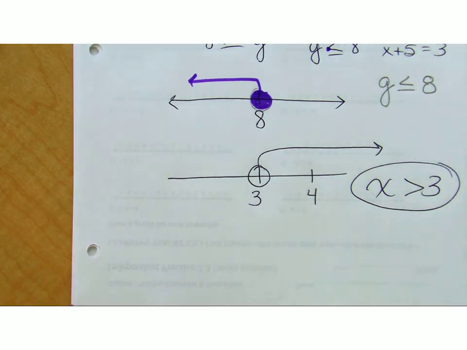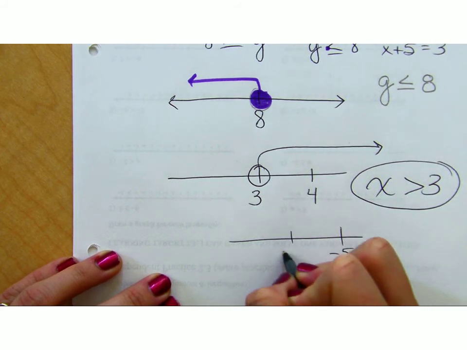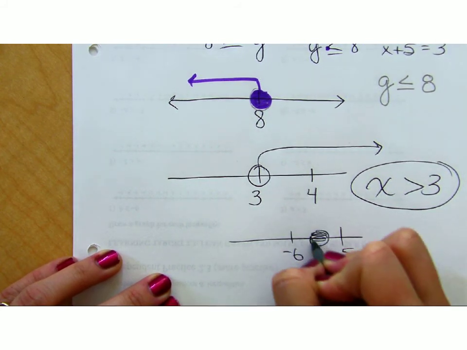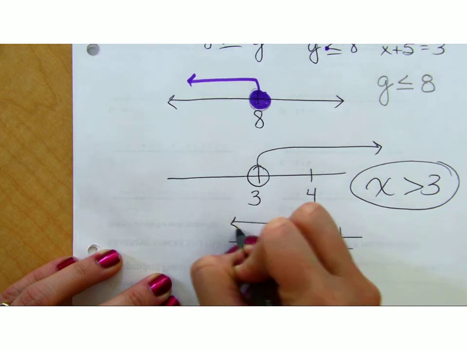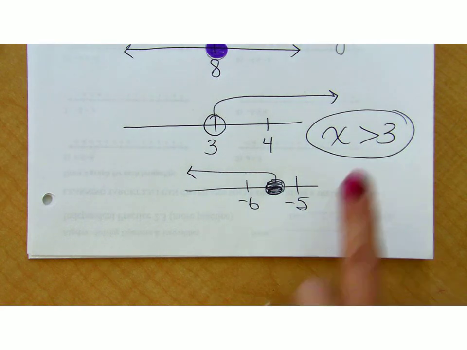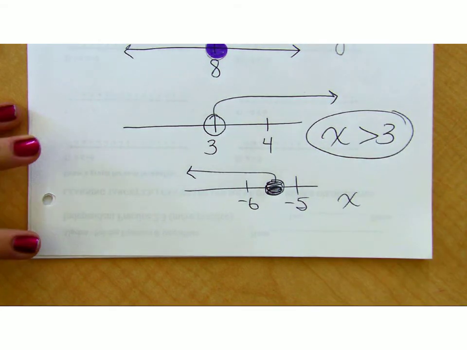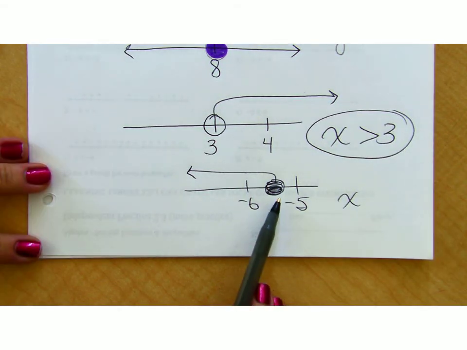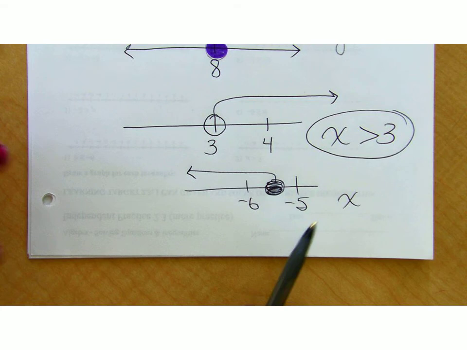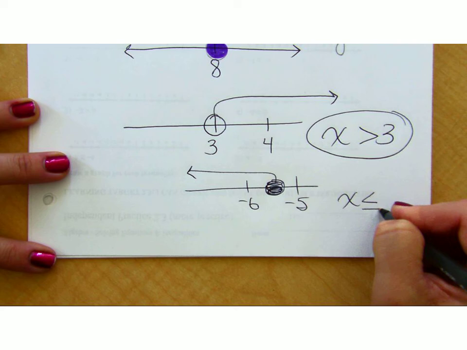Okay? How about this one? Assume it's halfway. So what inequality would match that graph? X would have to be what, Ben? Greater than or less than or equal to, I know, it's hard. Negative. Yep, less than or equal to negative 5.5.